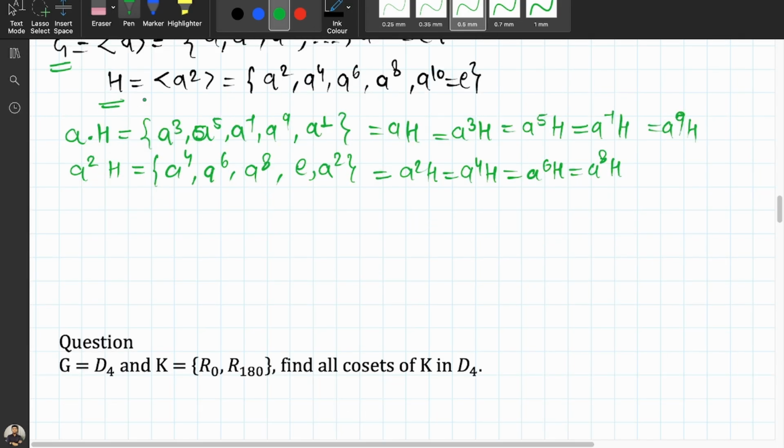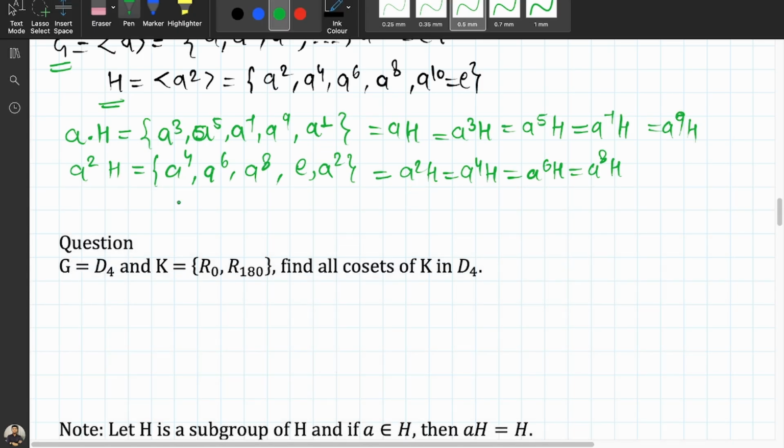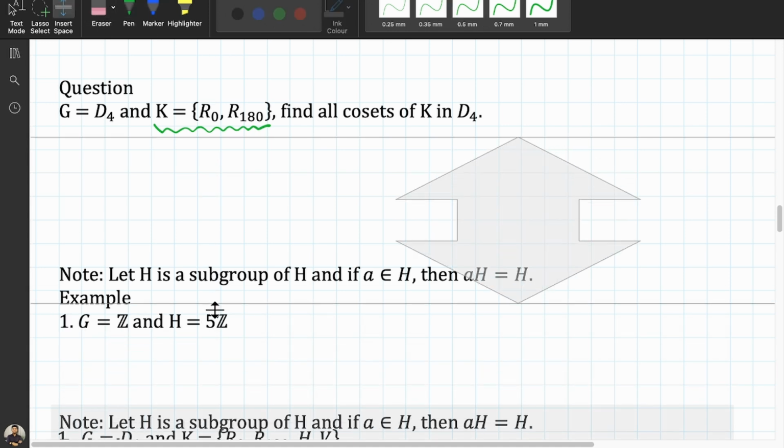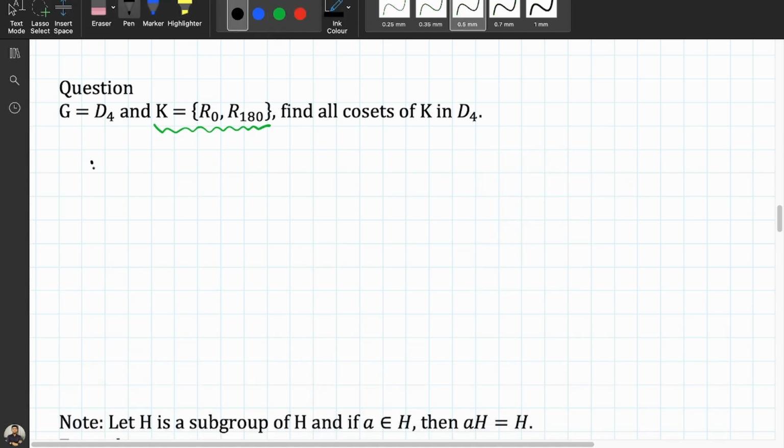Now the question arises next. Next we'll see the dihedral group D4, and the subset K is R0 and R180. Find all cosets of K in D4. First of all, how will D4 look? D4 is nothing but R0, R90, R180, R270, horizontal, vertical, diagonal, and anti-diagonal flips.